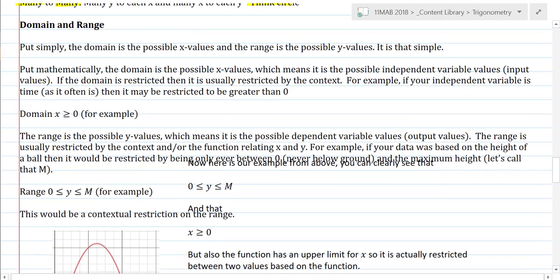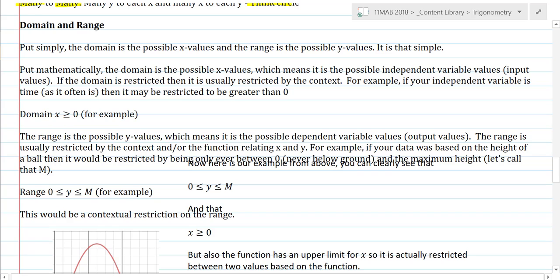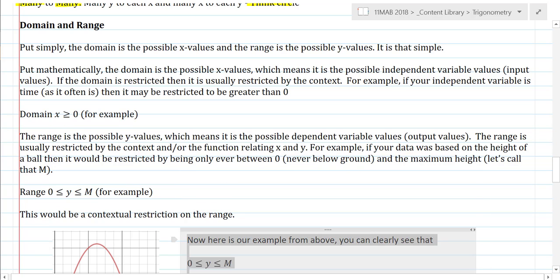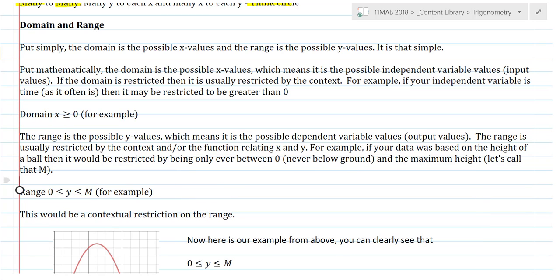Okay, so domain and range next. You've been using domains already. You've been working with domains with the trig stuff. So you should be pretty comfortable with them. But I'm going to introduce the idea of independent and dependent variable as well within our domain and range section. So put simply, the domain is the possible x values and the range is the possible y values. If you have a function or a relation and you're asked to outline the domain or range, you need to determine what are the possible x values, what are the possible y values.